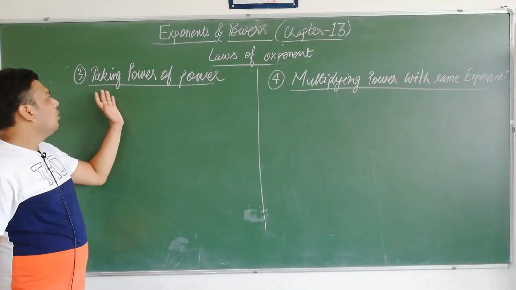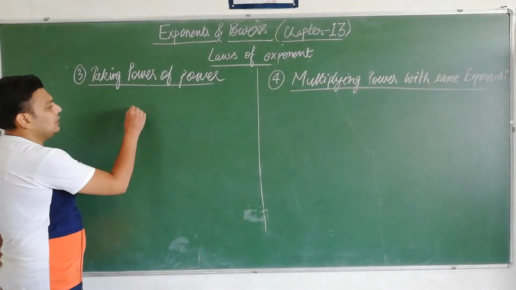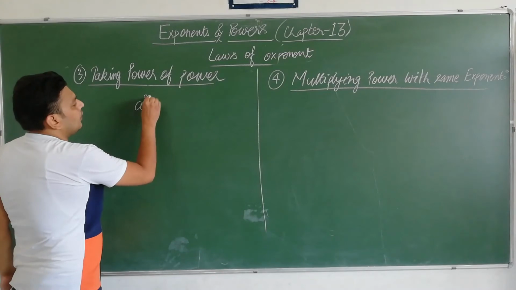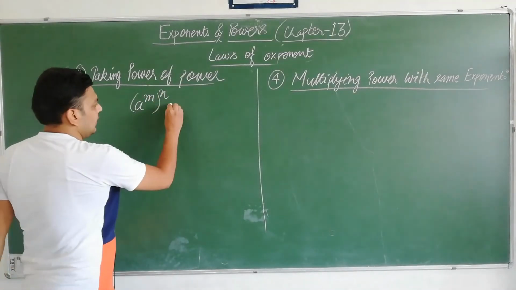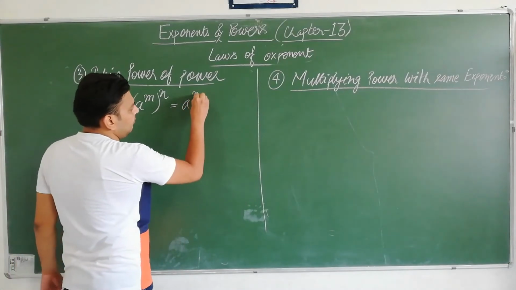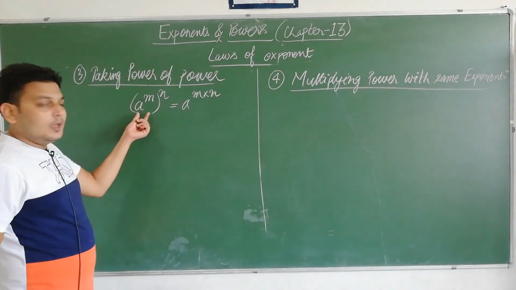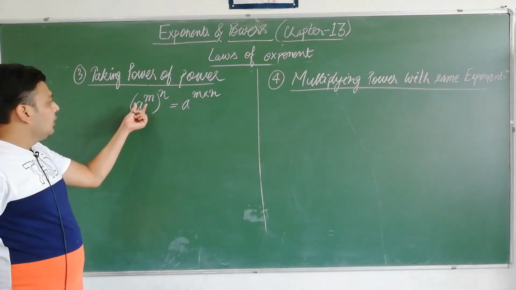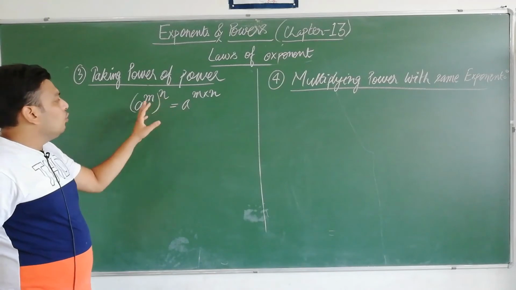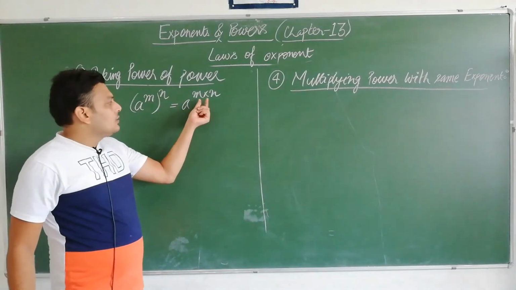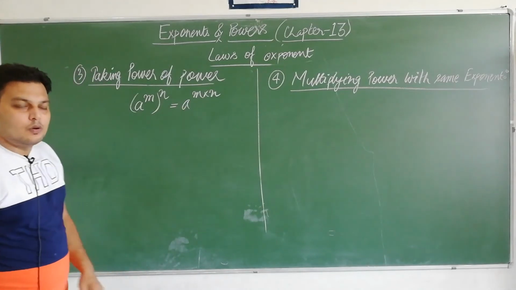Moving to the third law of exponent, taking power of power. Any number of the form a to the power m, to the power n, can be written as a to the power m into n. It means that when a number of the form a to the power m has another power n, the powers get multiplied and the base remains as it is. Okay.